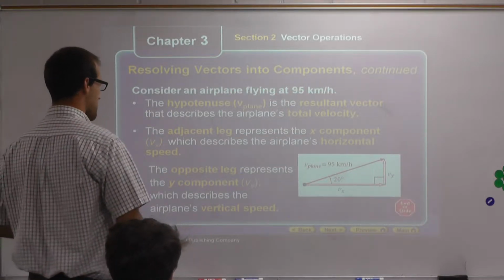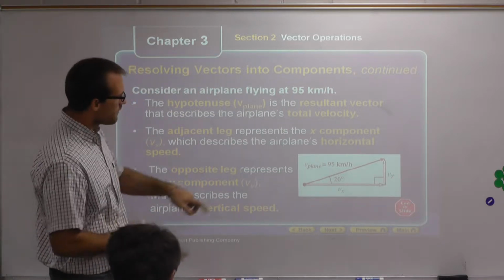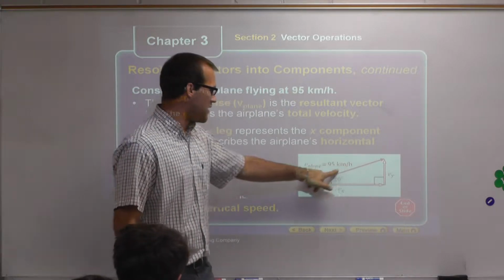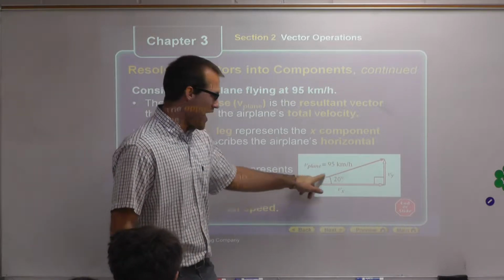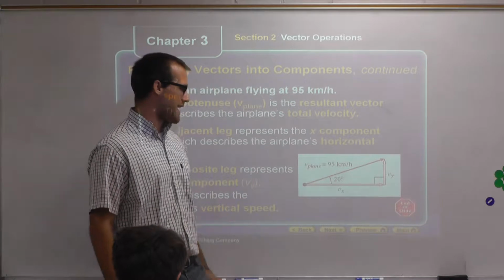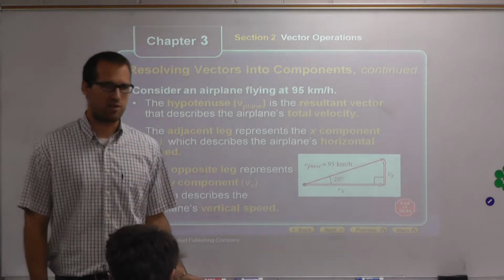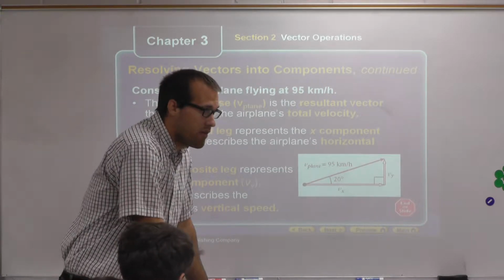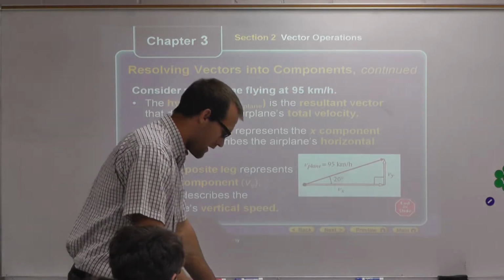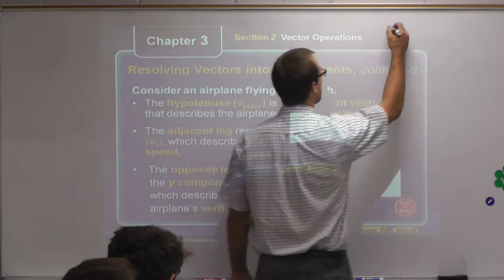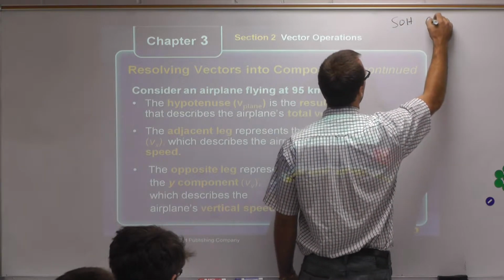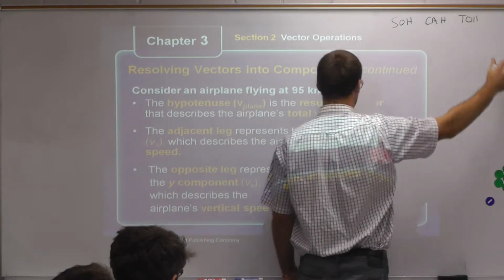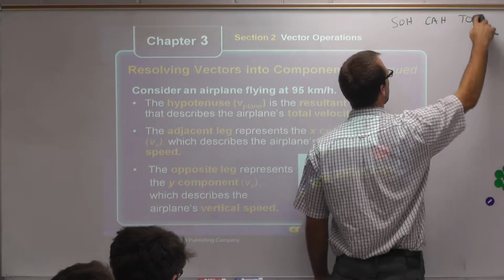Okay. This is kind of what I was showing you earlier. If they give you the whole hypotenuse side or a vector that is not on the x or y axis, you can break it down into its components only if you know the degrees of that angle. Here's why. SOHCAHTOA.